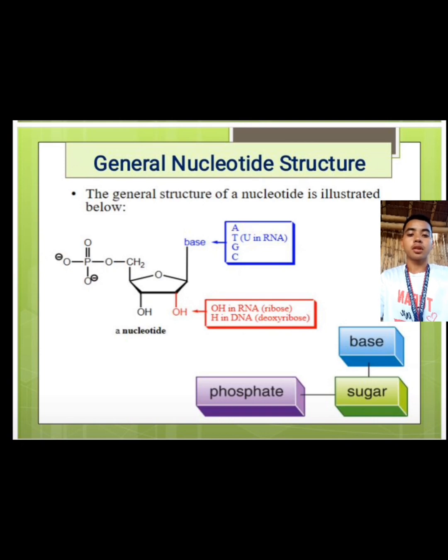These chains serve as the foundation for the storage and transmission of genetic information in living organisms. So that's all for my assigned topic, and thank you.